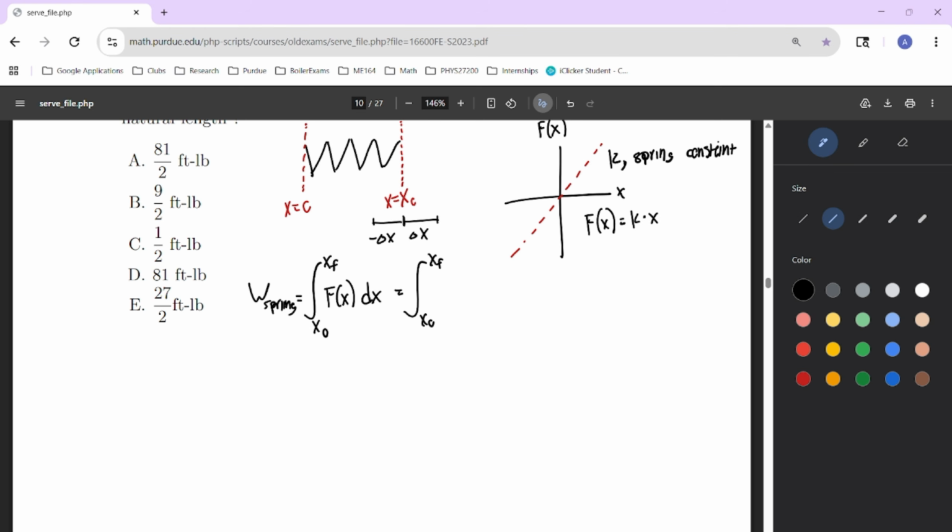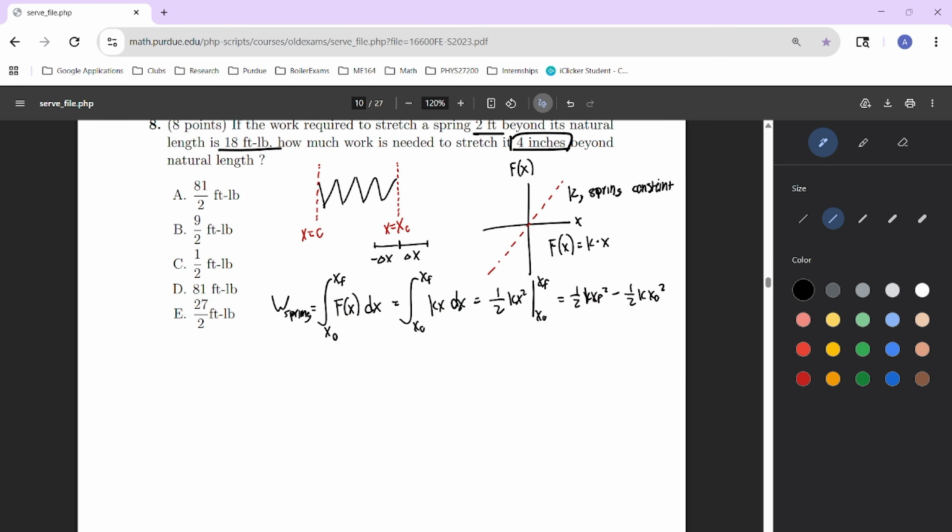From x0 to xf, where the function of force is kx dx, this is simple power rule integration. That would be 1/2 kx squared from x0 to xf. That would become 1/2 k xf squared minus 1/2 k x0 squared. Just like that. So this would be the work done on the system as you pull it from a distance x0 to a distance of xf from equilibrium. So we can use this to solve for what we're looking for in this problem.